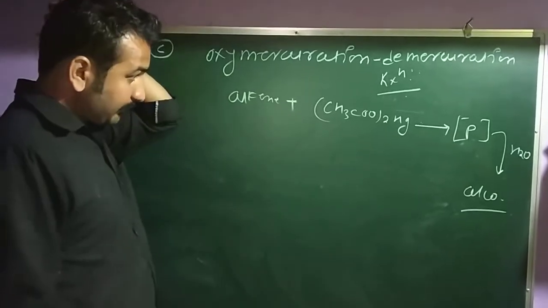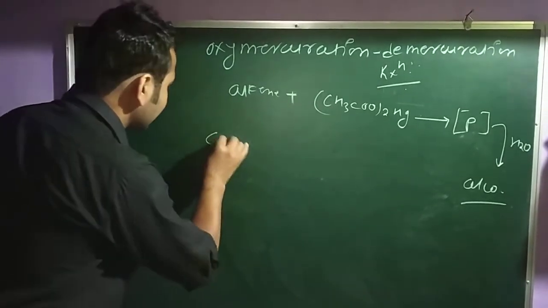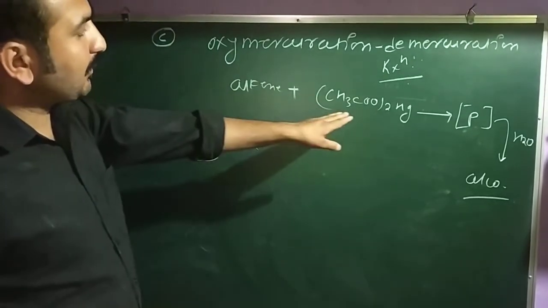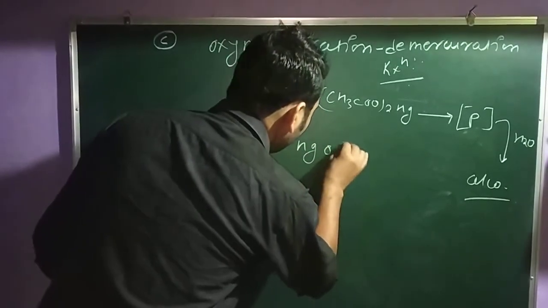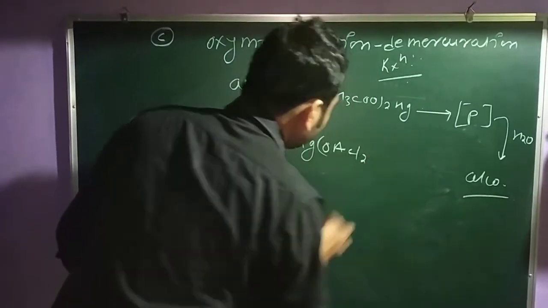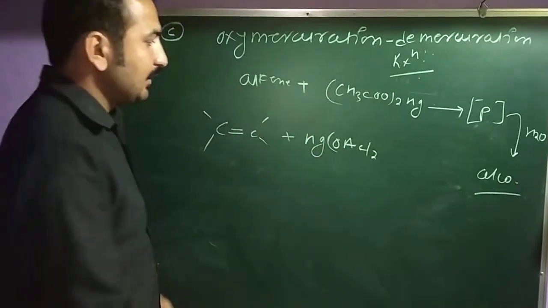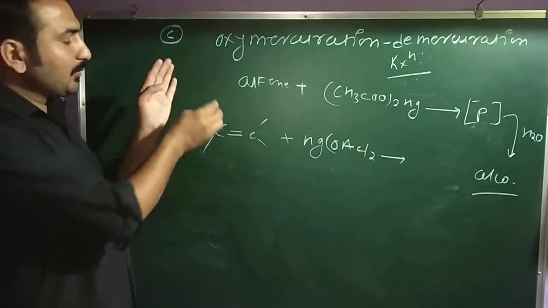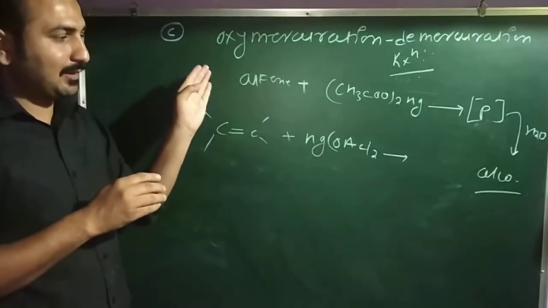In the same manner, we'll see a general reaction for this one, the C double bond C, with this mercuric acetate, which we can write as Hg(OAc) whole twice. Clear? This is your mercuric acetate. This will give you a product. Now we are generally seeing which kind of addition it is, Markovnikov or anti-Markovnikov.